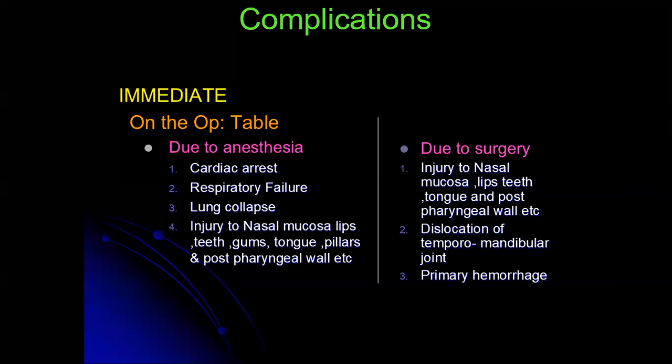And due to surgery: injury to nasal mucosa, lips, teeth, tongue, posterior pharyngeal wall, dislocation of the temporomandibular joint, primary hemorrhage. This is due to surgery because when the Boyle-Davis mouth gag is put and the surgeon applies enough force, you may easily traumatize these parts.